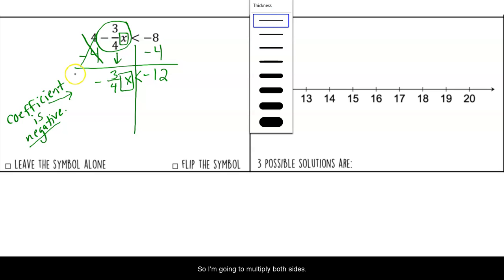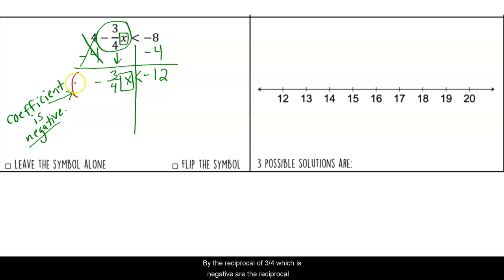So I'm going to multiply both sides by the reciprocal of negative 3/4, which is negative 4/3. And I have to do it to both sides. Okay? So now we've multiplied by a negative number, both sides. So that means we're going to have to flip our symbol. So instead of less than now, our relationship is going to be greater than.